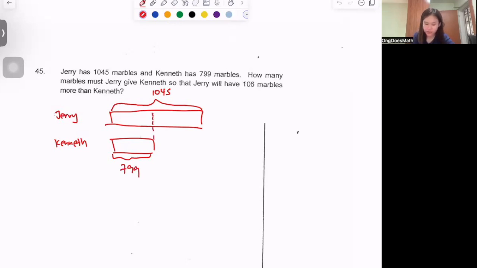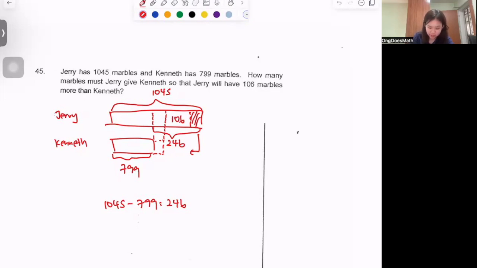How much more does Jerry have than Kenneth? It will just be 1045 minus 799, and that will give you 246. So Jerry now has 246 more than Kenneth. Now they're asking how many marbles must Jerry give to Kenneth so that Jerry will have 106 more than Kenneth. So if I just pull this up, in the end, Jerry will have 106 more than Kenneth.